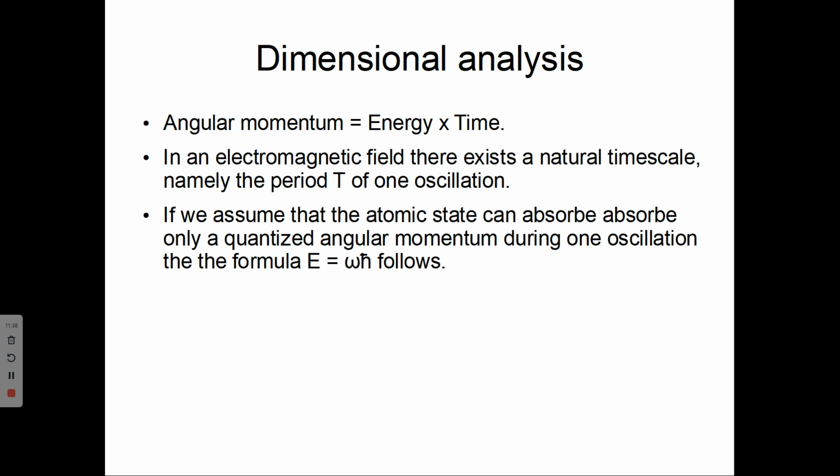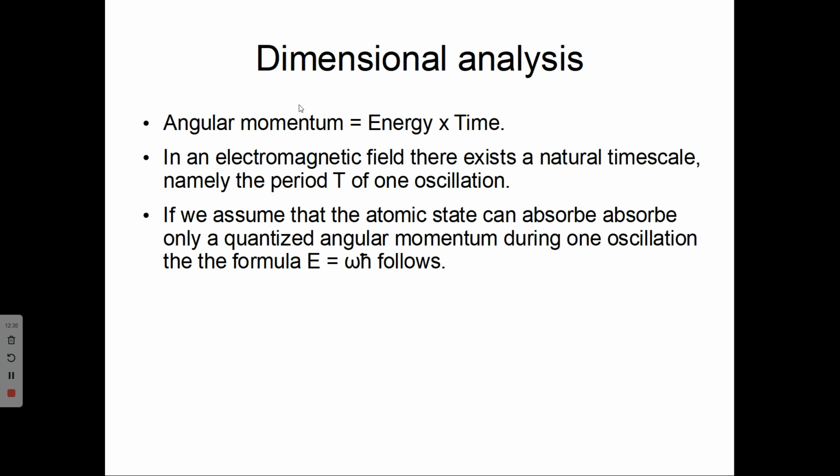Now we come to the photon. And here I'm going to apply a kind of powerful tool in the physics toolbox. It's dimensional analysis, which you can use if you don't have an exact description of exactly what's going on. But first we note that the dimension of angular momentum is energy times time. Now, in an electromagnetic field, there exists a natural time scale, and that is the period of one oscillation. So that's a natural time scale which we extract from this.